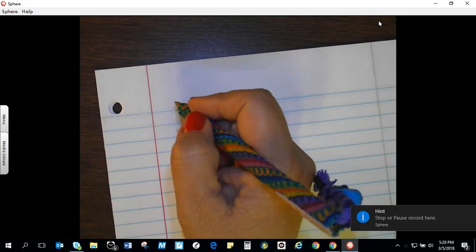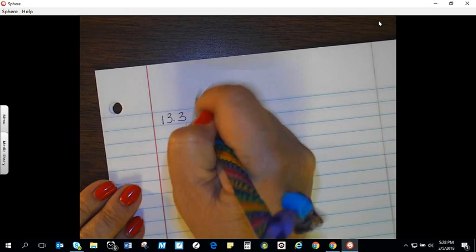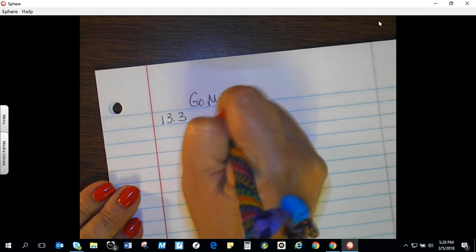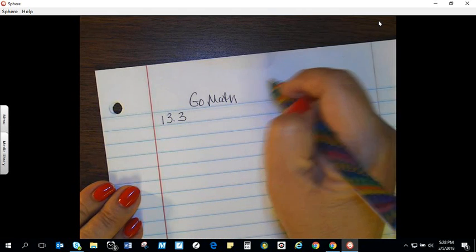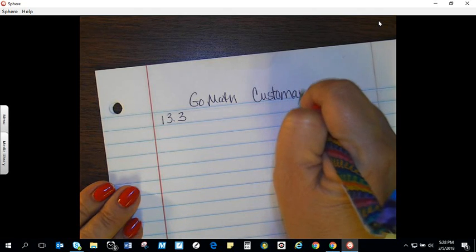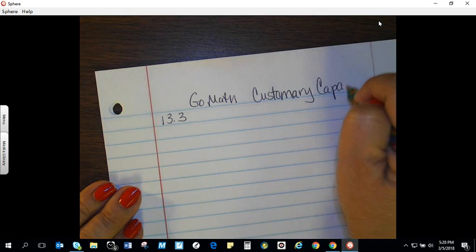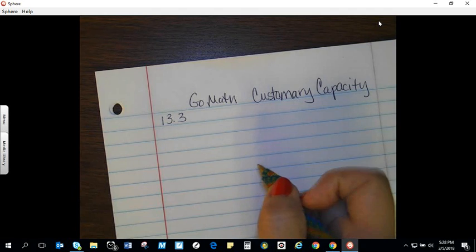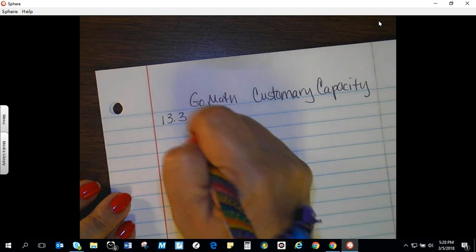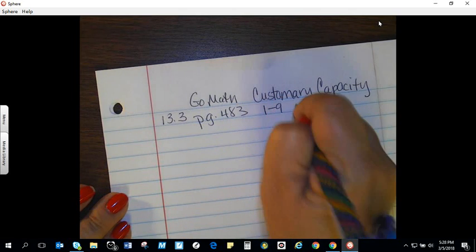Okay, so for tonight's homework, we are doing homework number 13.3 in our Go Math. And this is under customary capacity. So this is the American way, or USA way. Okay? And this is going to be on page 483. We're doing problems 1 through 9 only.